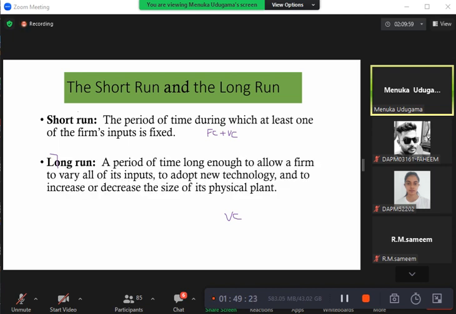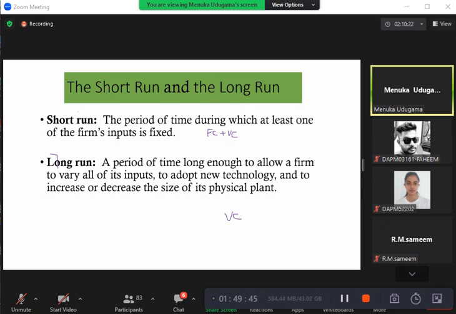The long run is a period of time long enough to allow the farm to vary all of its inputs. Adopt new technology, increase the land area, maybe buy new machines, and so on. So in the long run, all these costs become variable.